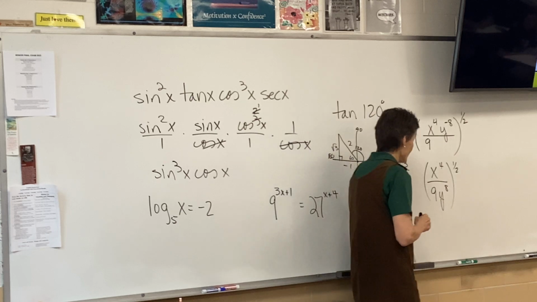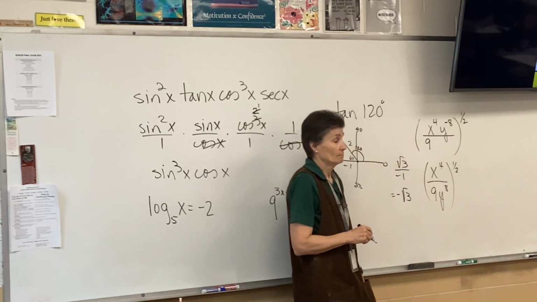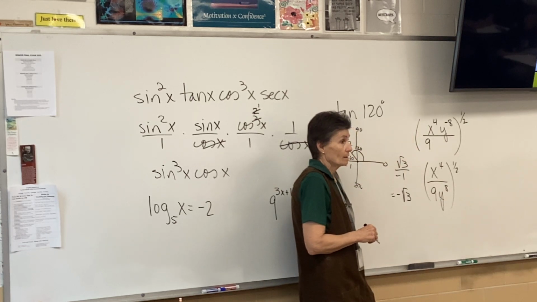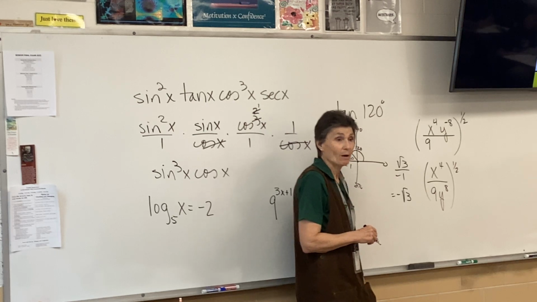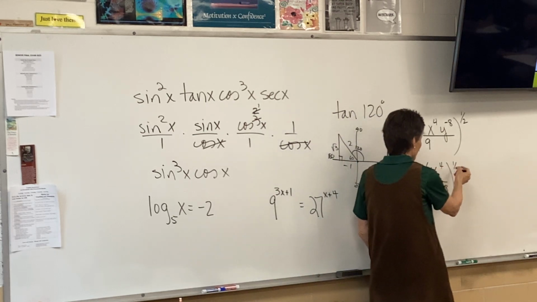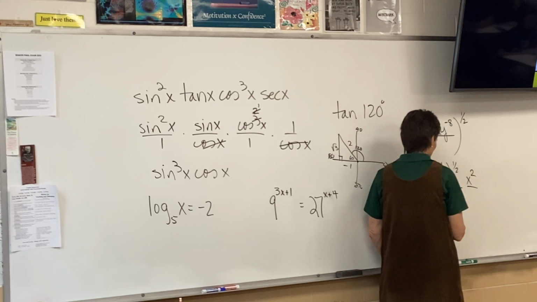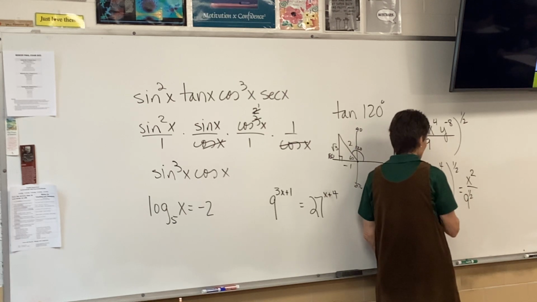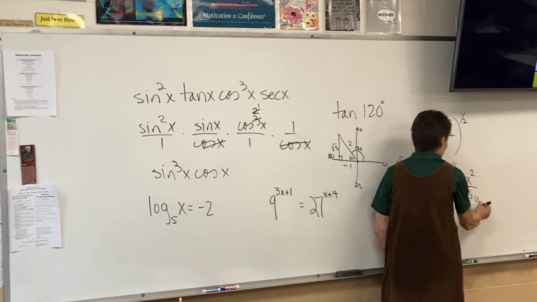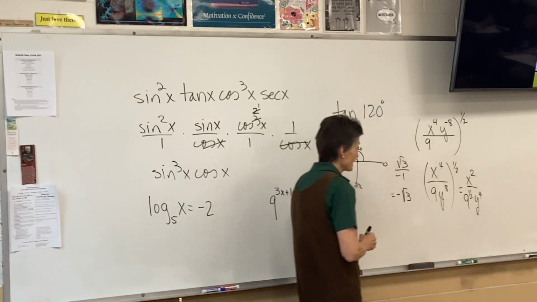Now, what do we need to do next? Well, we have to take everything to the 1/2 power, which means we're going to multiply those exponents. So 4 times a half is 2. 9 to the 1/2, I'm going to have to figure out what that is. And then y to the 4th, 8 times a half.